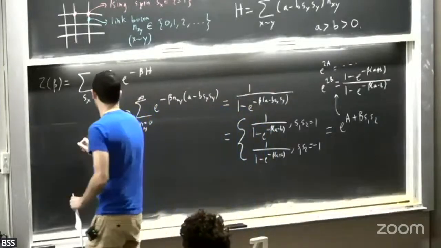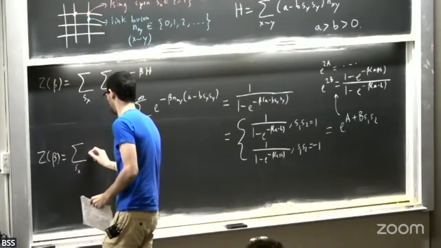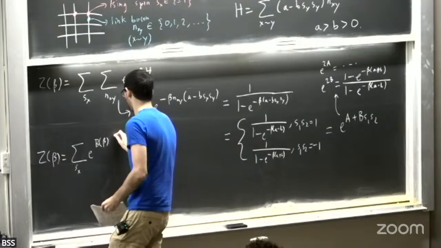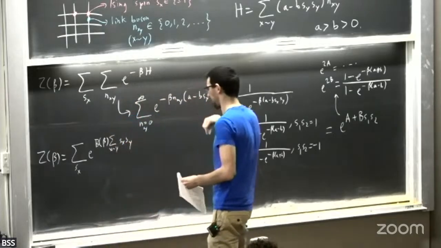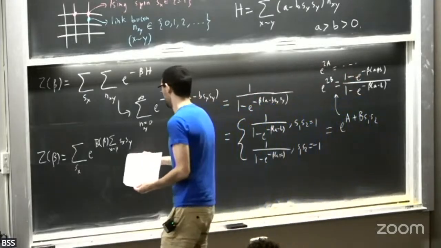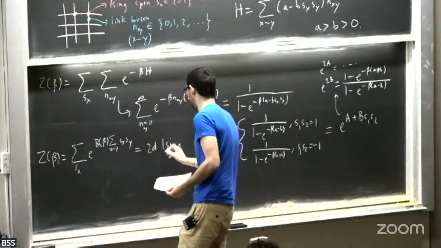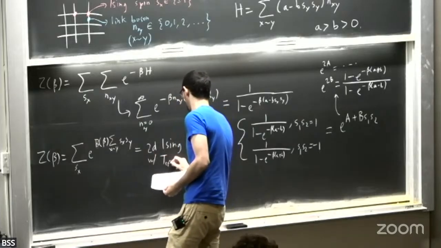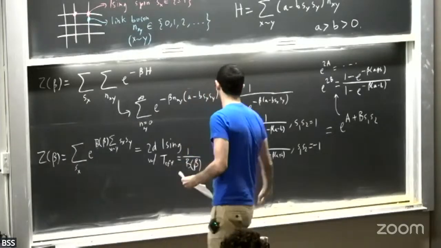So Z of beta in this model is just the sum over spins of e to the b, which depends on beta, times the sum over x adjacent to y of Sx times Sy. This is the 2D Ising model. So it's equal to the 2D Ising partition function at effective inverse temperature B.